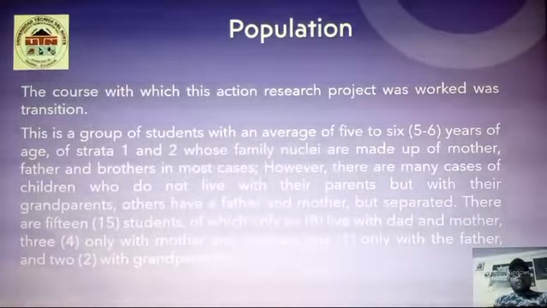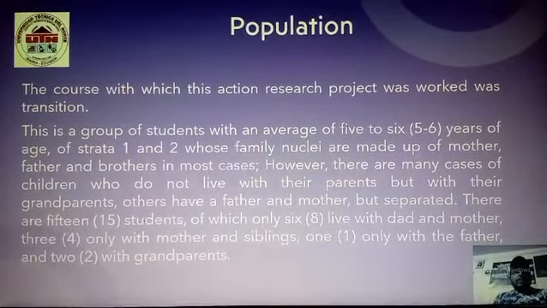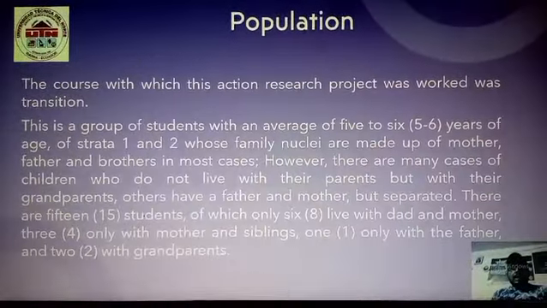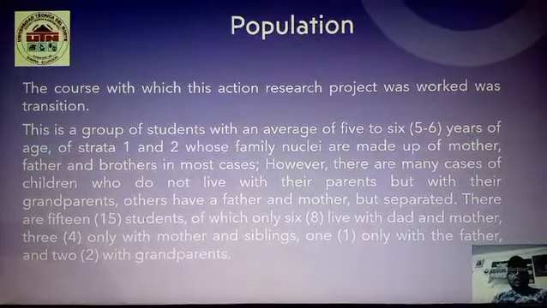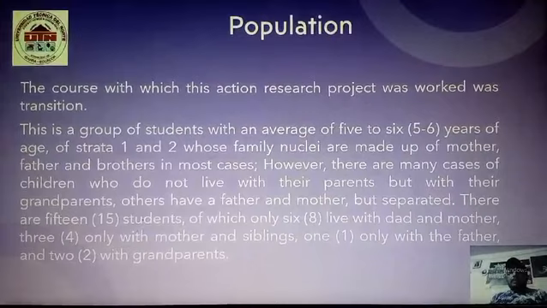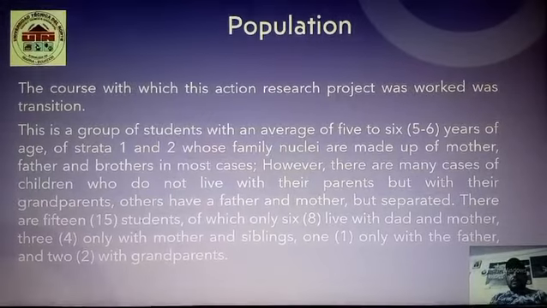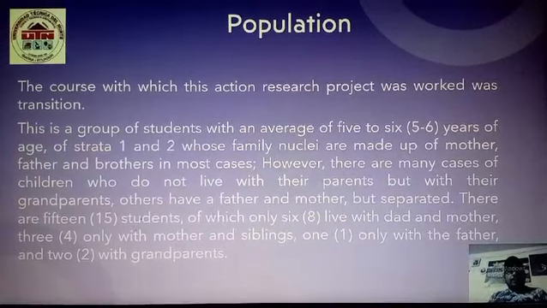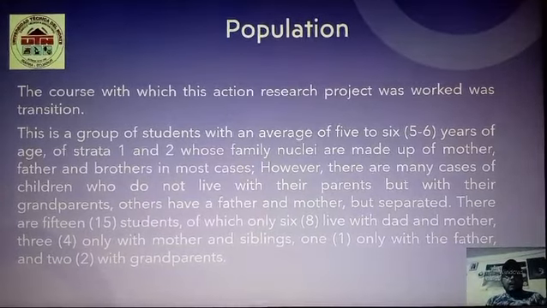Population: the course with which this action research project was worked was transition. This is a group of students with an average of 5 to 6 years of age. Of strata 1 and 2, the family nucleus is made up of mother, father, and brothers in most cases. However, there are many cases of children who do not live with these parents but with their grandparents.